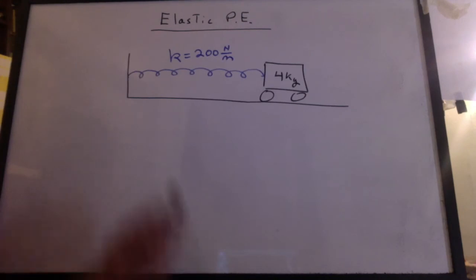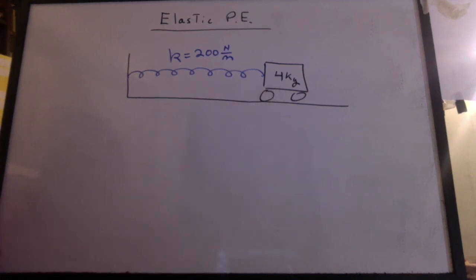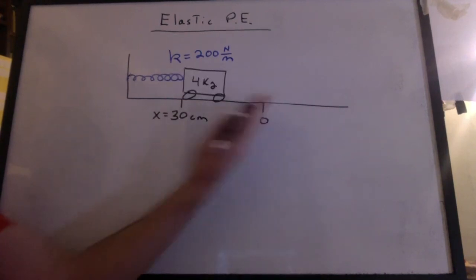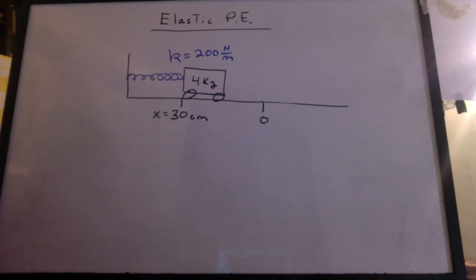Well, let's say we have a spring with a constant of 200 newtons per meter, and I have a cart, frictionless, 4 kilograms. I'm going to start from 0. I'm going to compress the spring 30 centimeters and then release it from rest.